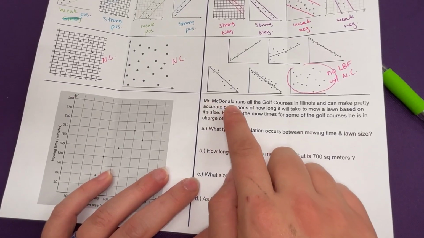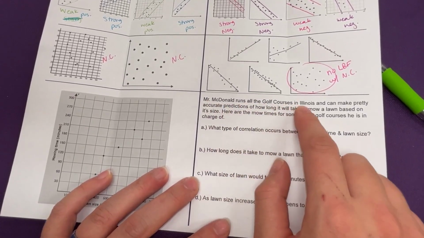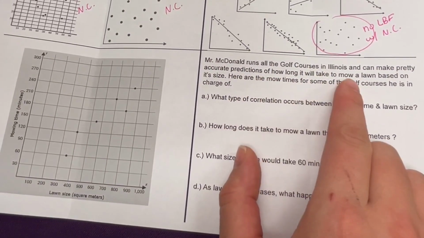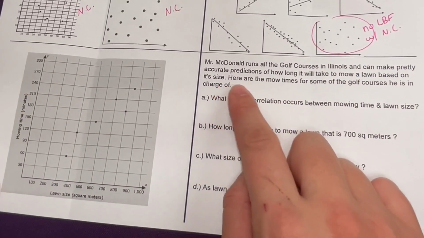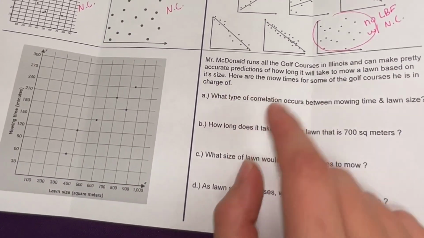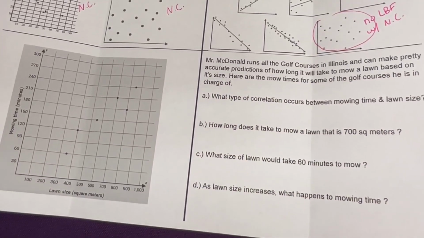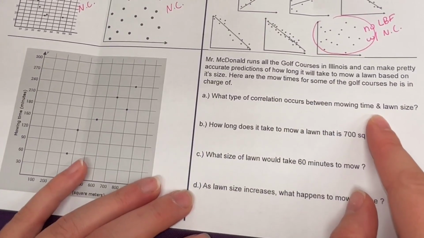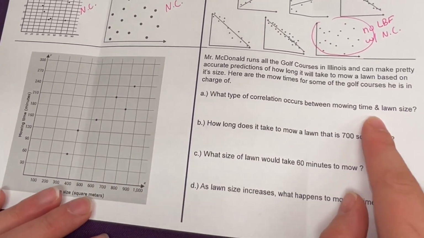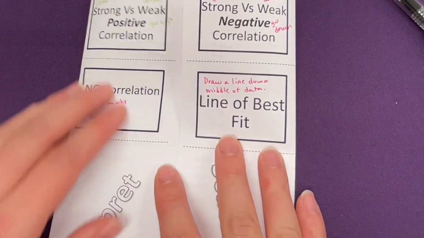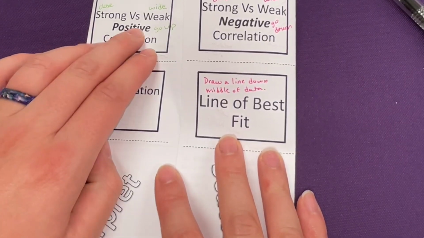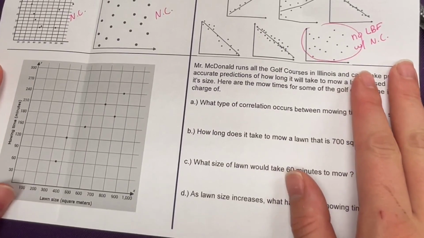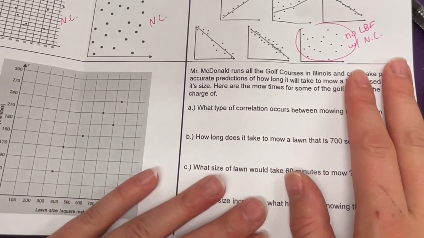Mr. McDonald runs all the golf courses in Illinois and can make a pretty accurate prediction of how long it will take to mow a lawn based on its size. Here are the mow times for some of the golf courses he is in charge of. Now, what type of correlation occurs between mowing time and lawn size? So, is it strong positive, weak positive, strong negative, weak negative? So looking at this graph here, what would you say?